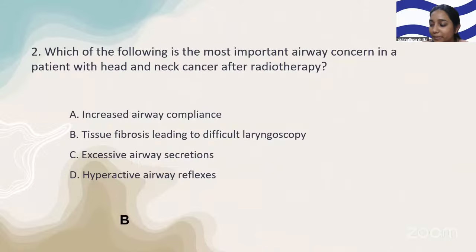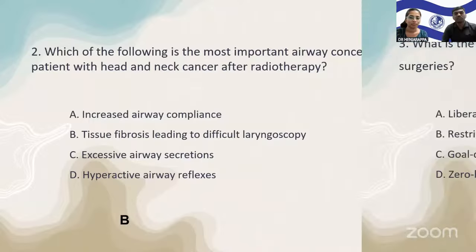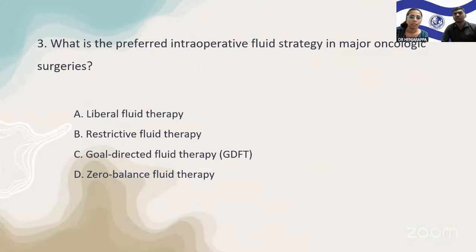Yes, it is the correct answer. Third question. What is the preferred intraoperative fluid strategy in major oncologic surgeries? Option A, liberal fluid therapy. Option B, restrictive fluid therapy. Option C, goal-directed fluid therapy. Option D, zero balance fluid therapy.